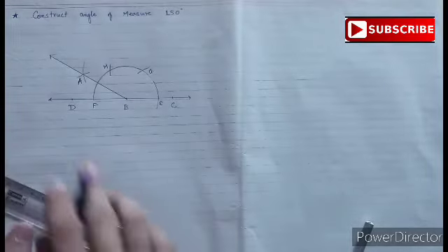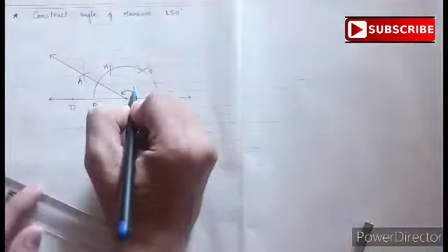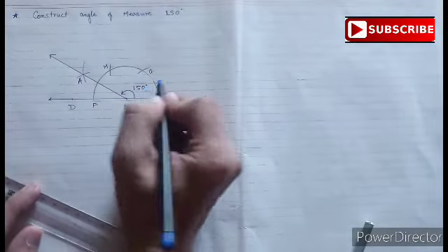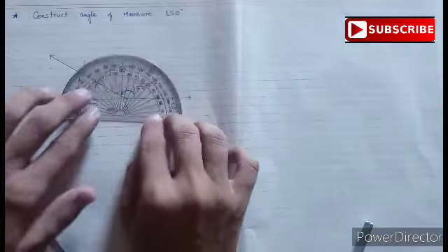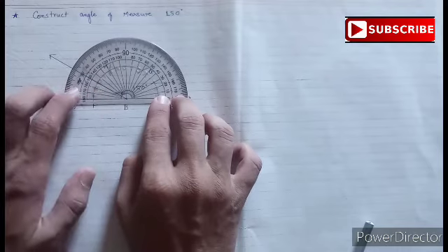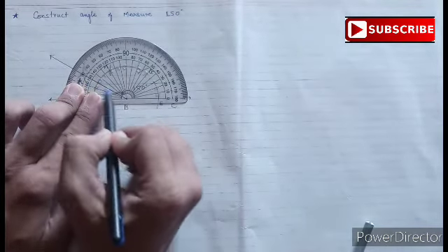So here we obtained angle ABC, and this angle ABC has a measure of 150 degrees. So here angle ABC is a 150 degree angle. We can measure this angle by a protractor like this. You can measure this angle. This ABC is a 150 degree angle.